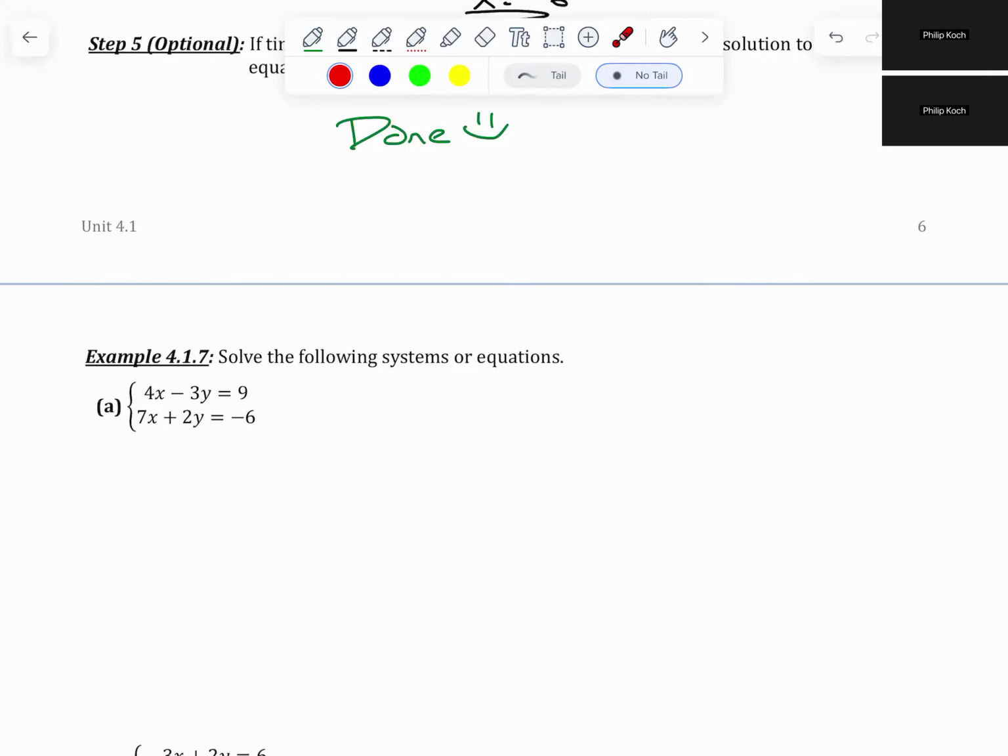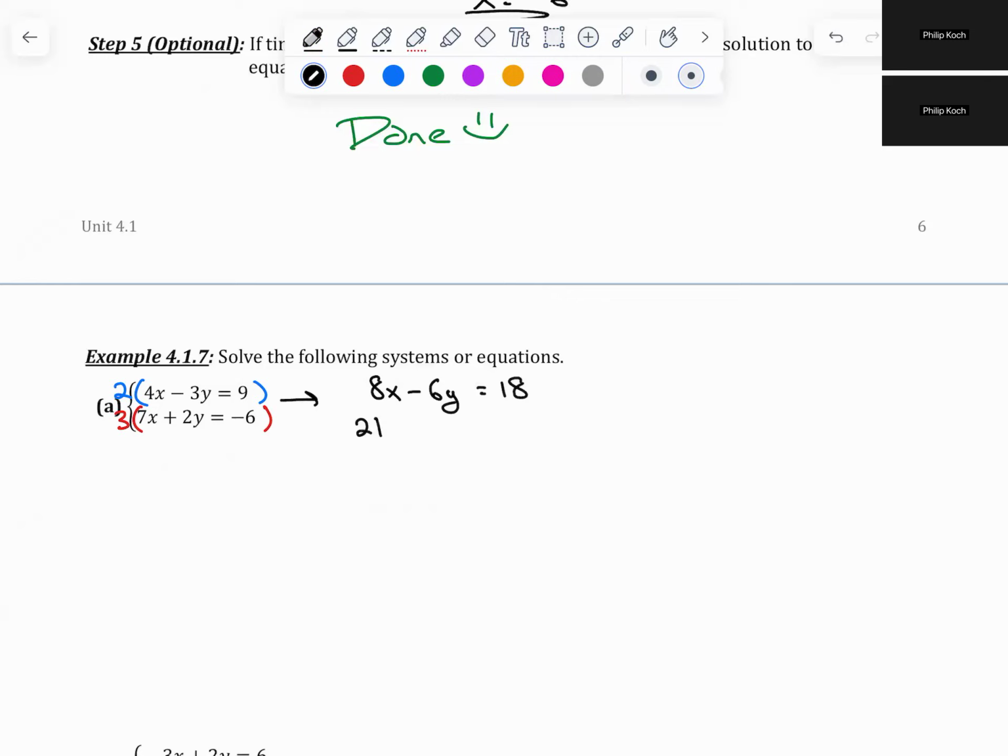So I'm going to try and eliminate y, which means I'm going to take the first equation and multiply it by 2, and take the second equation and multiply it by 3. So that gives me 8x minus 6y is equal to 18, and 21x plus 6y is equal to -18.